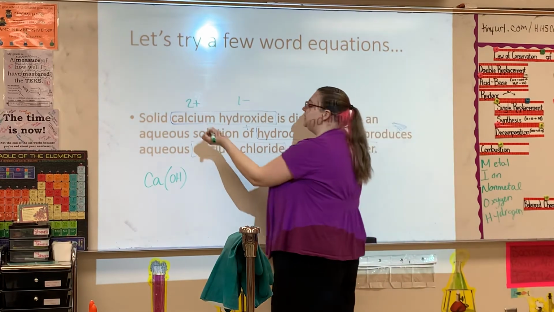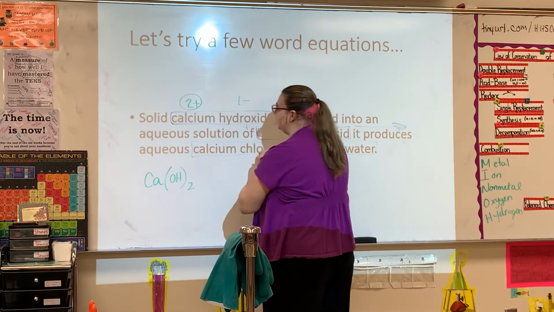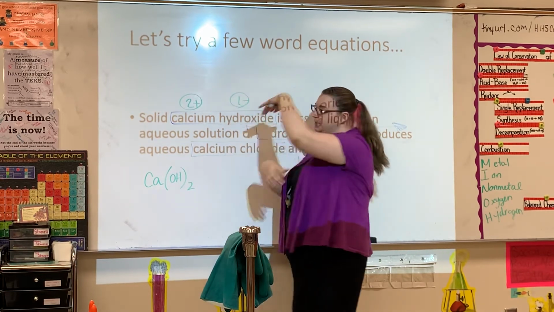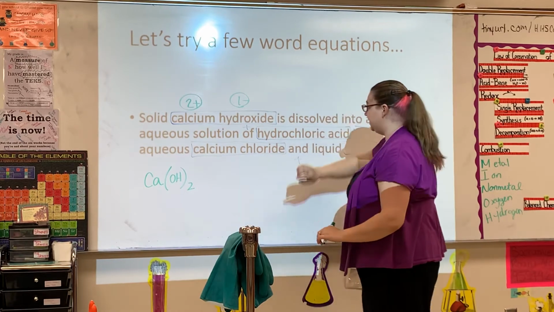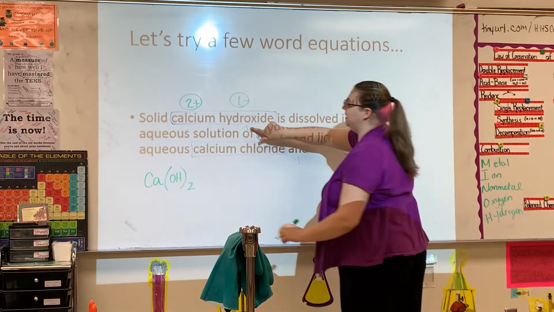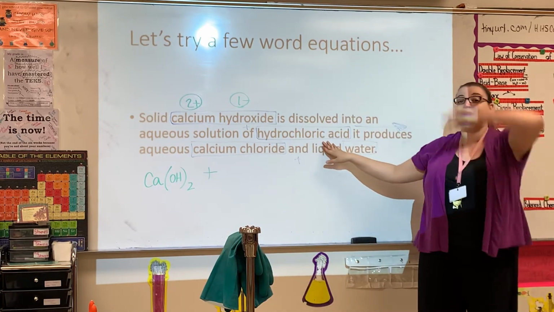So we got a crisscross. So we're gonna take the 2 from calcium, put it outside the parentheses, and the 1 from hydroxide we don't do anything with because we don't write ones. So that's our formula for calcium hydroxide, Ca(OH)2. Next we have our plus, hydrochloric acid. Back to the flow chart.